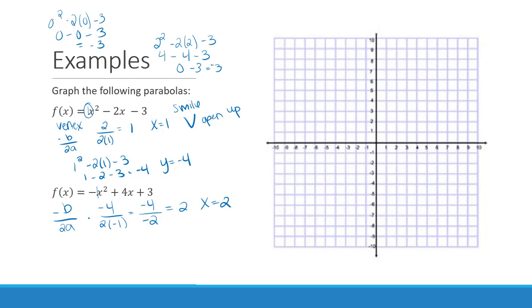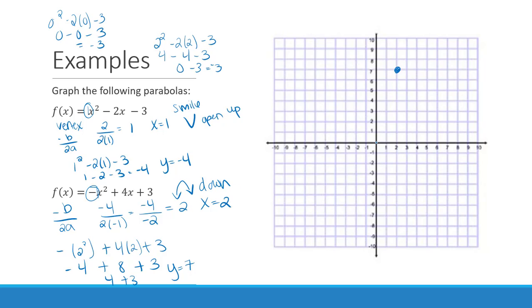Now we've got to figure out what y is going to be equal to. So I'm going to plug in 2 here. This is negative 2 squared plus 4 times 2 and then plus 3. So this is going to be negative 4 plus 8 plus 3. So it's going to be 4 plus 3, which is going to give me y is equal to 7. So we've got 2 and then 7 right here. Now keep in mind what this is going to look like. Since this is negative, it is going to frown at you or it's going to go down.